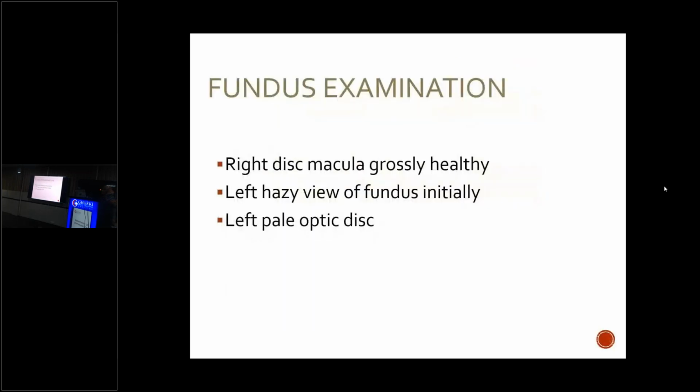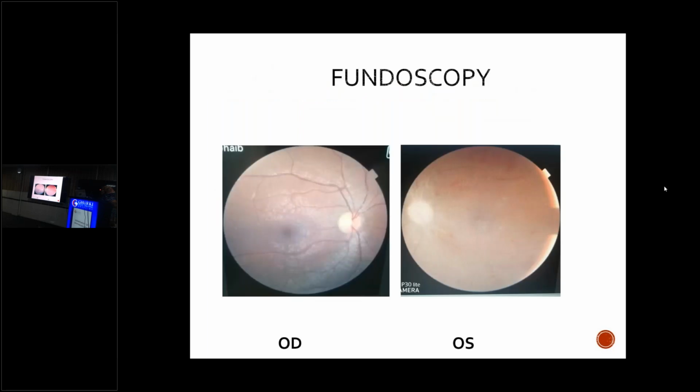Continuing our clinical examination, on fundus examination, the right disc and macula were grossly healthy, while in the left there was a hazy view of the fundus initially, and later on we found a pale optic disc. As you can see in this picture, the disc and macula are grossly healthy in the right eye, while there is a whitish-looking disc with blurring of margin, but the final details are uncommentable because of the hazy view.